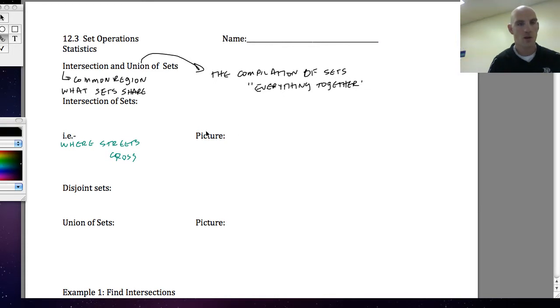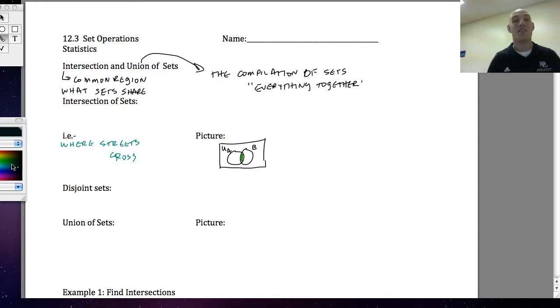A picture of that would look sort of like this. I'm going to be using Venn diagrams to kind of model these things. So I've got two sets, A and B, both in the universal set. And the intersection of those two sets is going to be just the stuff that is shared by both sets.